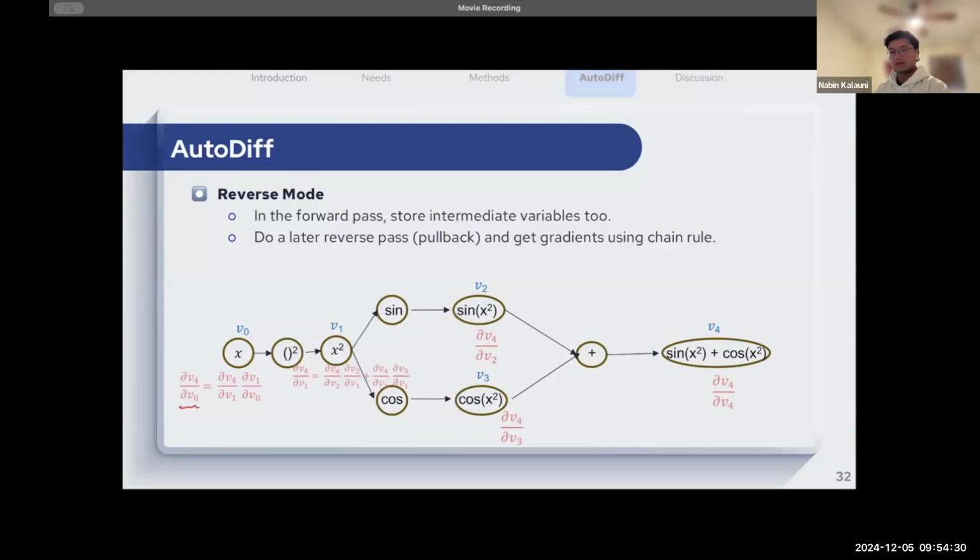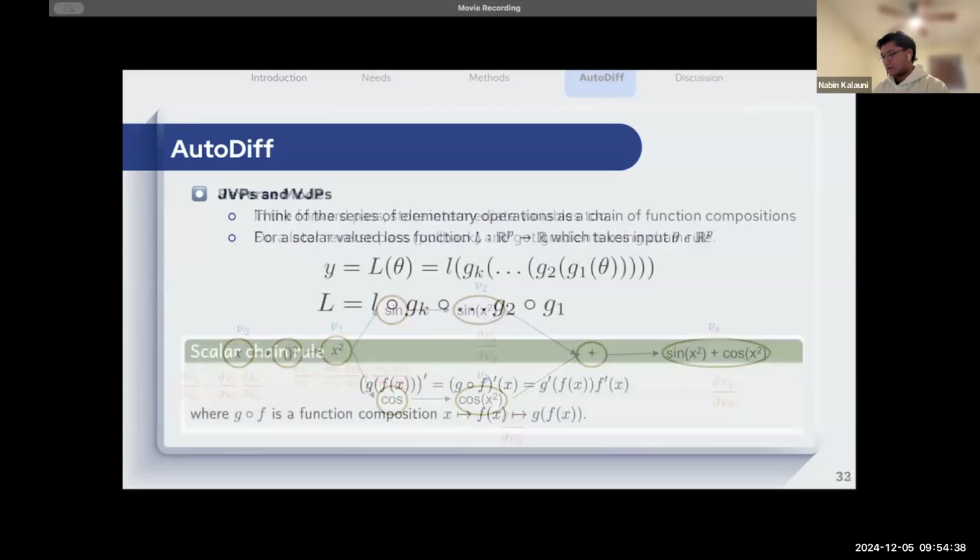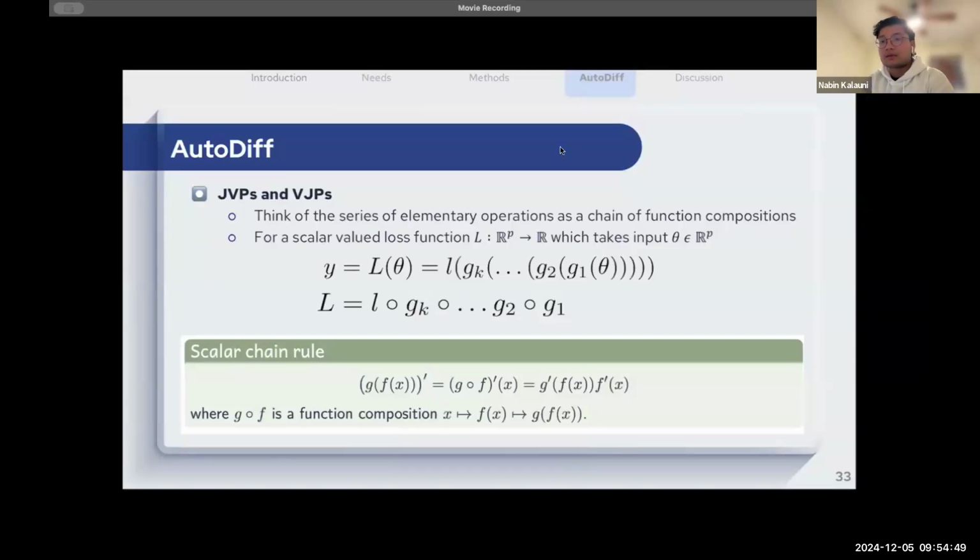Now it might look like they're both the same thing. Why am I spending so much time trying to explain forward mode and reverse mode? They're just chain rule at the end of the day, but there's a pretty big difference, especially when it comes to neural networks. And I'm going to get into it. So that's a bit more mathematical. Let me see how much time I have.